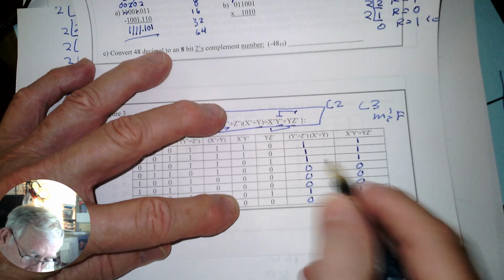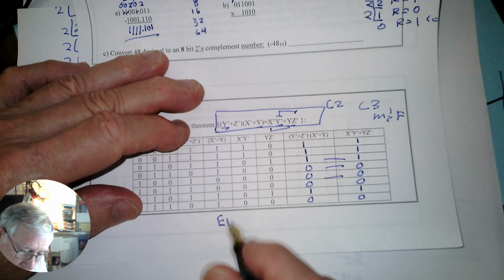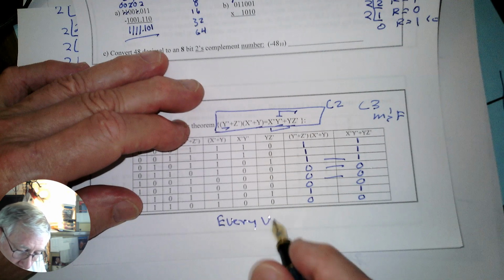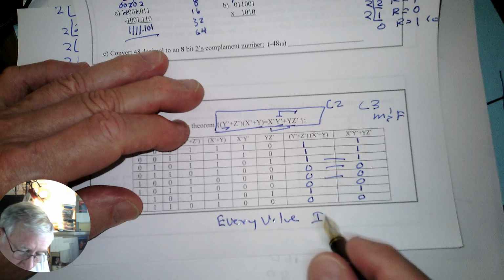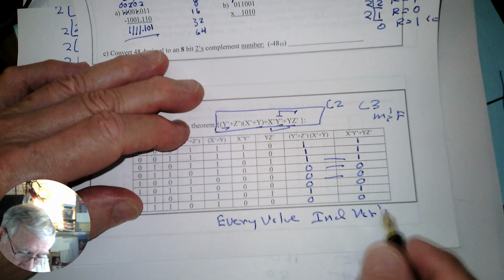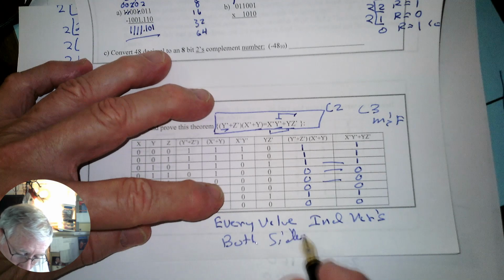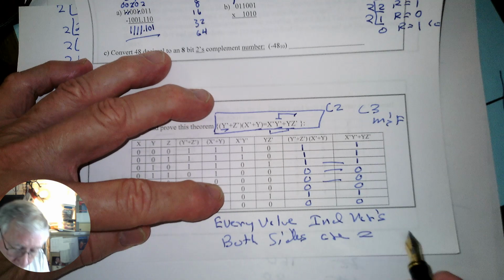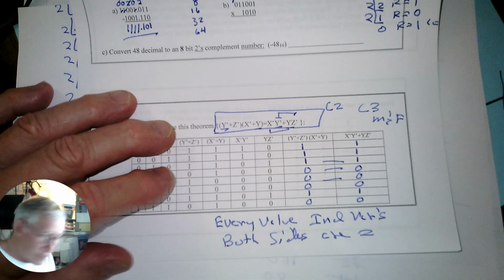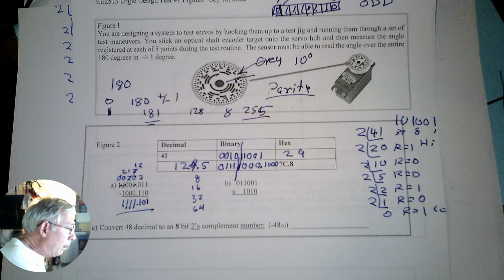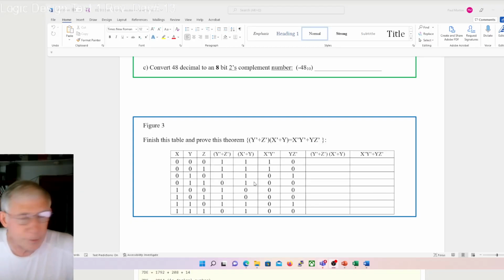And they exactly match. So it proves for every value of the independent variables, both sides are equal. So that proves this multiplying and factoring theorem. Okay, so that's how it proves it.